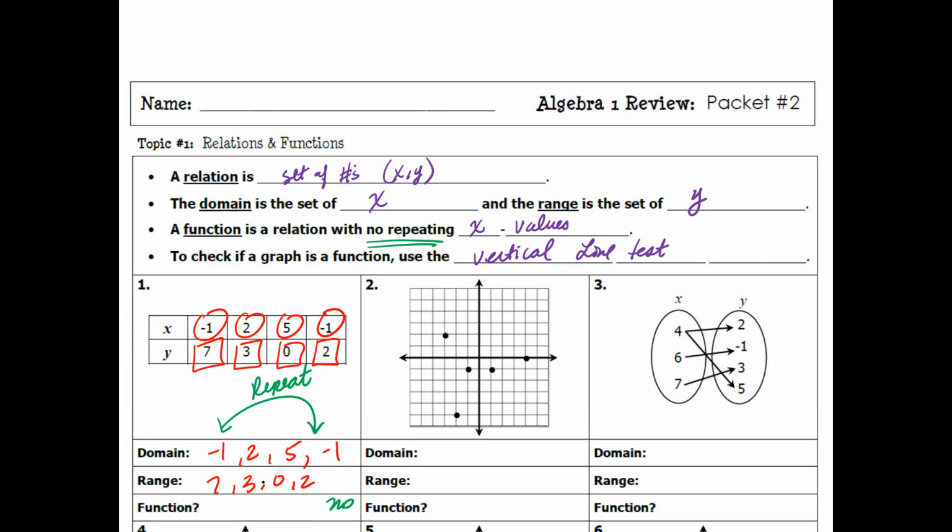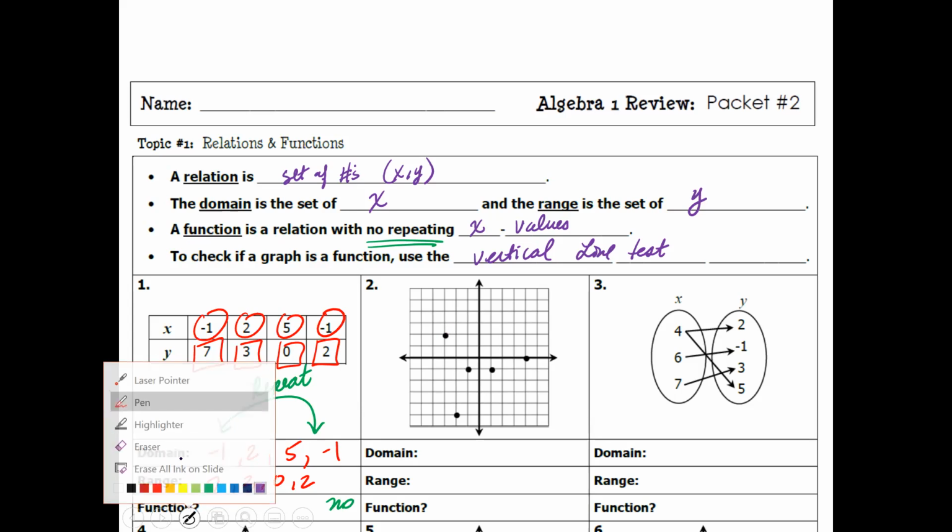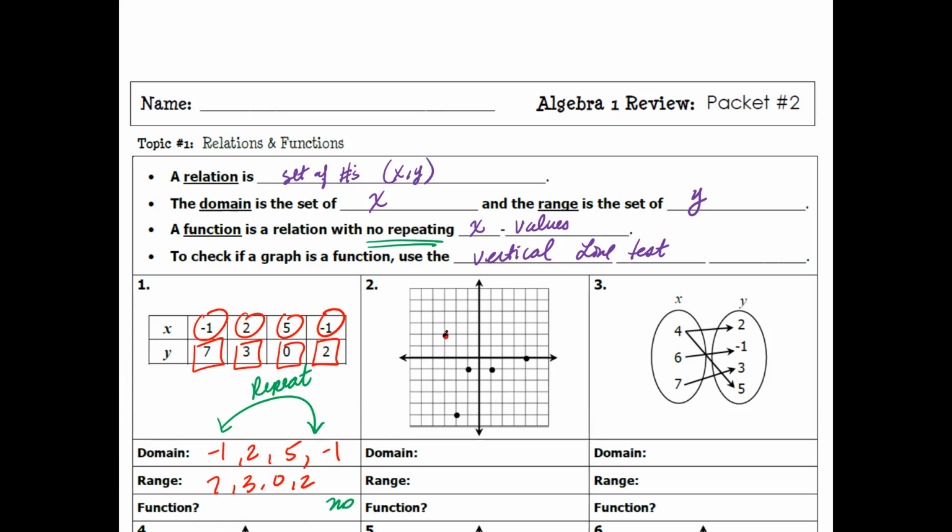Take a look at question number 2. For question number 2, you have a series of points. This one is saying that x is at -3, 2. This one is -1, -1. This one is +1, -1. This one is 4, 0. And this one is -2, -1, 2, 3, 4, 5.